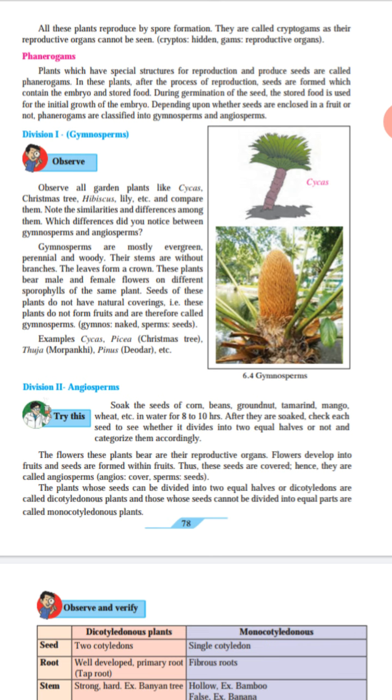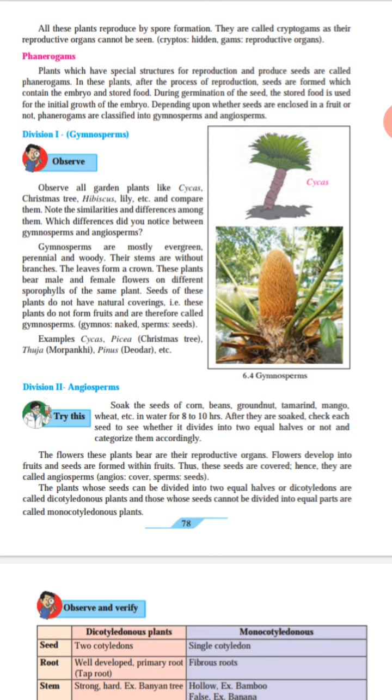Thus the seeds are covered, hence they are called angiosperms. Angios means cover and sperm means seed, meaning the seeds are covered. In these plants, seeds are covered. That is why they are called angiosperms.